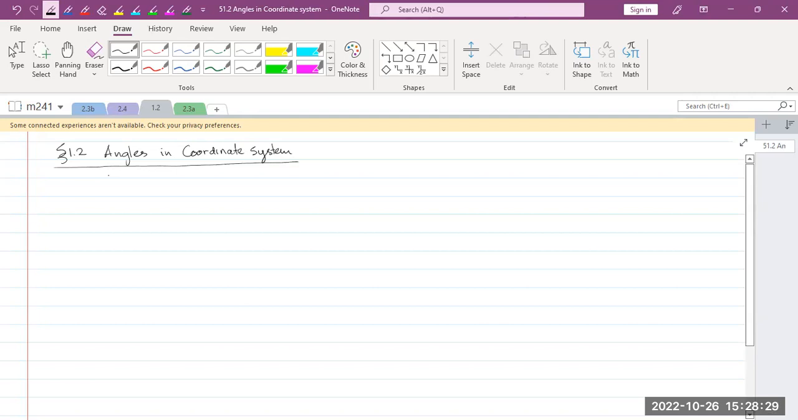Right. There are some terminologies that we need to learn here. Actually, it's more about terminologies. This section has very, very little computation. It's more about terminology. First one, we will talk about the distance formula.